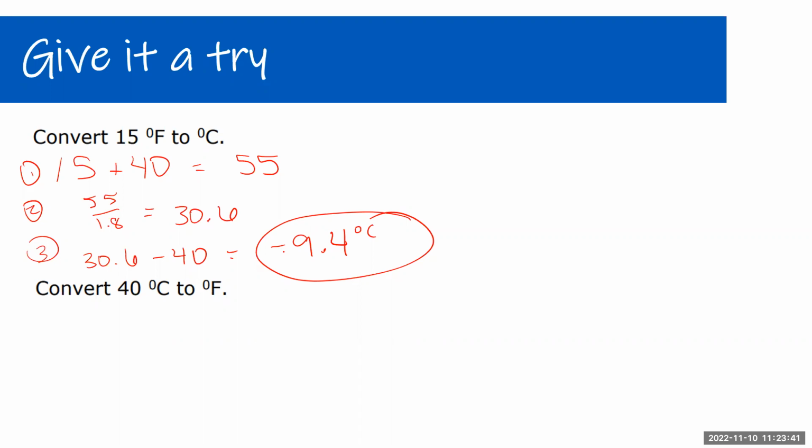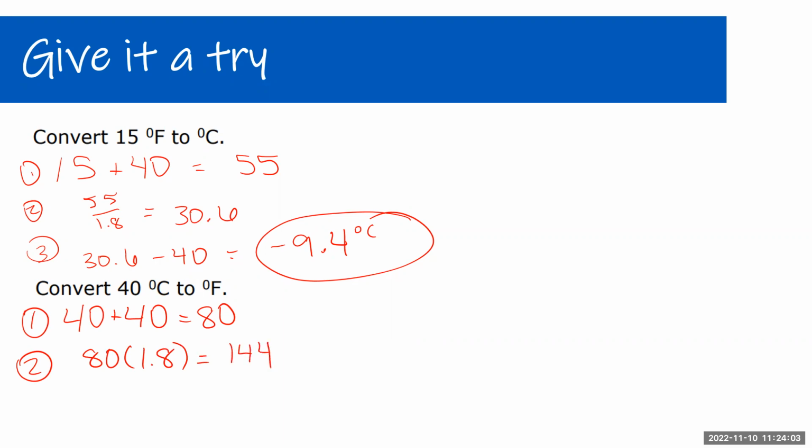Let's give this one a try. We're going to go the other way. 40 degrees Celsius to degrees Fahrenheit. So the first thing we do is add 40. Next thing we're going to do, since we're going the other way, we're going to multiply by 1.8. So we're going to have 80 times 1.8, which is going to give us 144. And then we need to subtract 40. So our final answer is 104 degrees Fahrenheit.